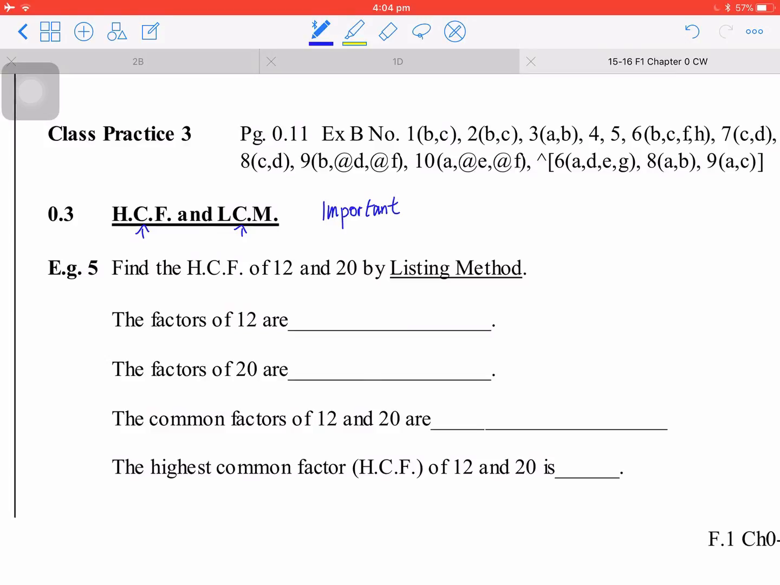Again, for factors of 12, you can use the listing method that you learned from primary school. So for 12, you have 1, 2, 3, 4, 6, and 12. For 20, you have 1, 2, 4, 5, 10, and 20. Here, the common factors, which means both of them have it, you can see up to 4. So we will say 1, 2, 4 will be the common factors. But the highest factor will be 4, so the HCF will be 4 here. Basically you find out the largest. This one actually means the largest common factor.